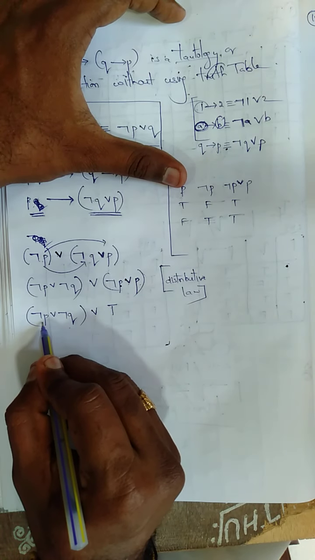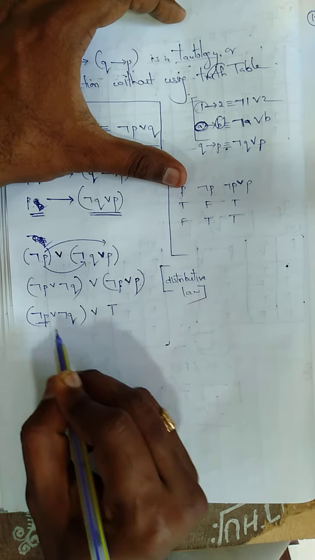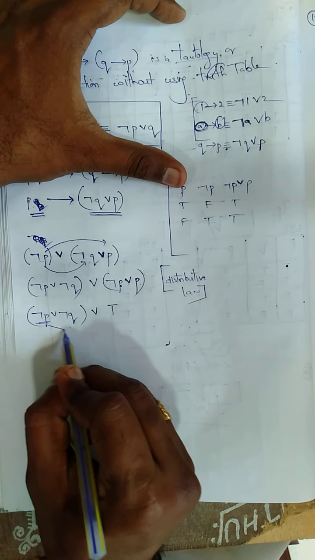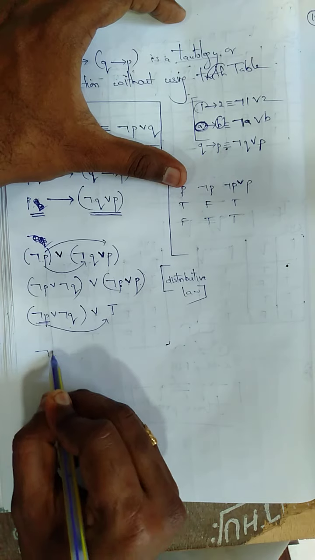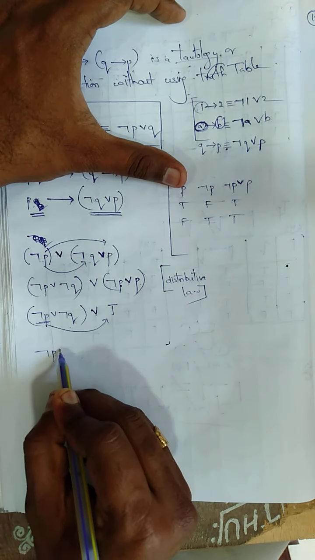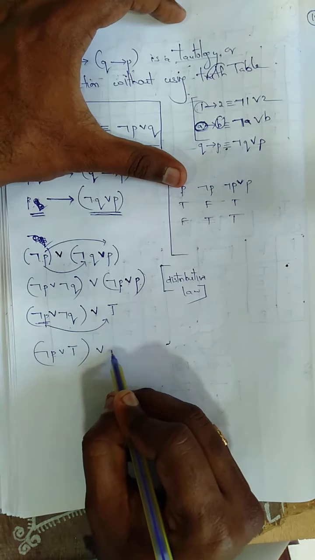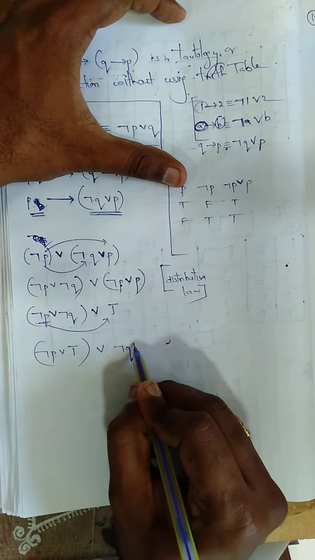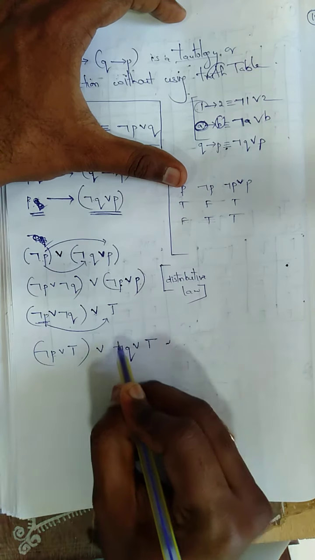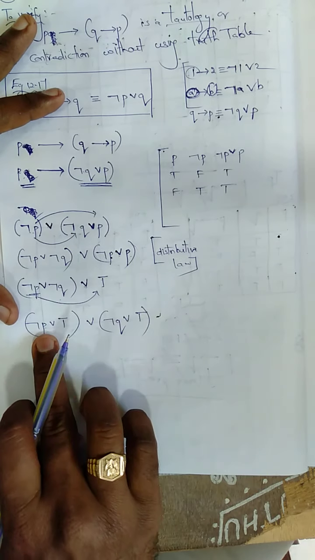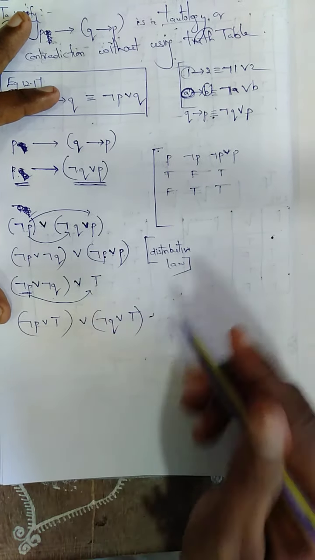How? See, this negation of P moves here with this negation of P or T. Next, this one right here, negation of Q or T. See, negation of P or T, negation of Q or T.